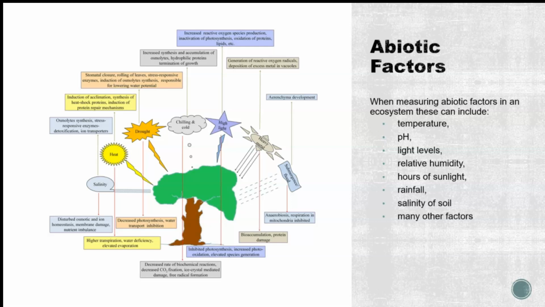Okay, when we're measuring abiotic factors in an ecosystem, they can include things such as temperature, pH, light levels, relative humidity, hours of sunshine, rainfall, salinity of soil, and many other factors. We've got some different factors there on our diagram as well. Abiotic factors can impact on an organism, for example, wave action on a rocky shore. So if you've got the waves hitting against a rocky shore, it impacts what organisms will live there.